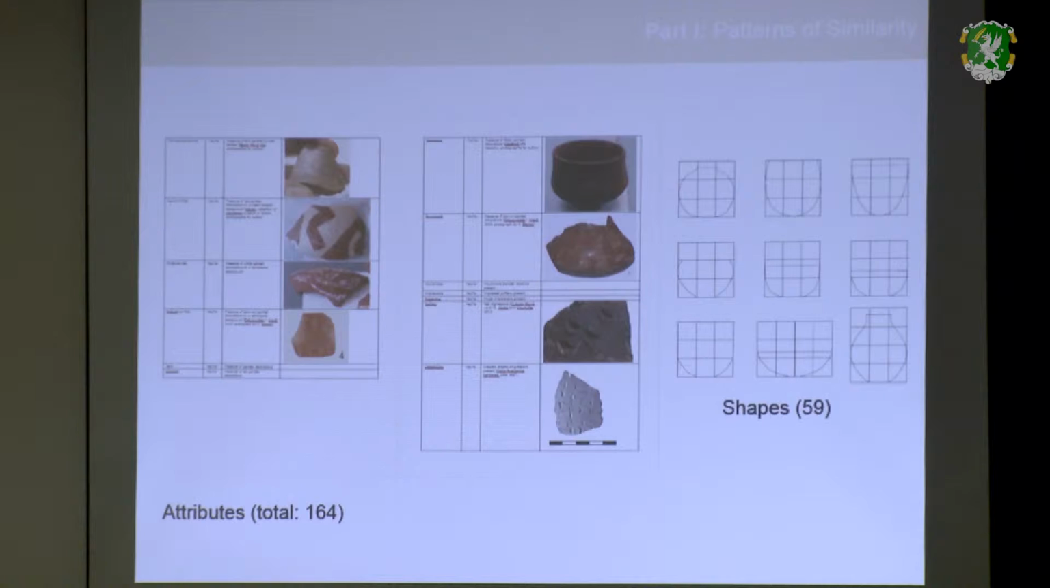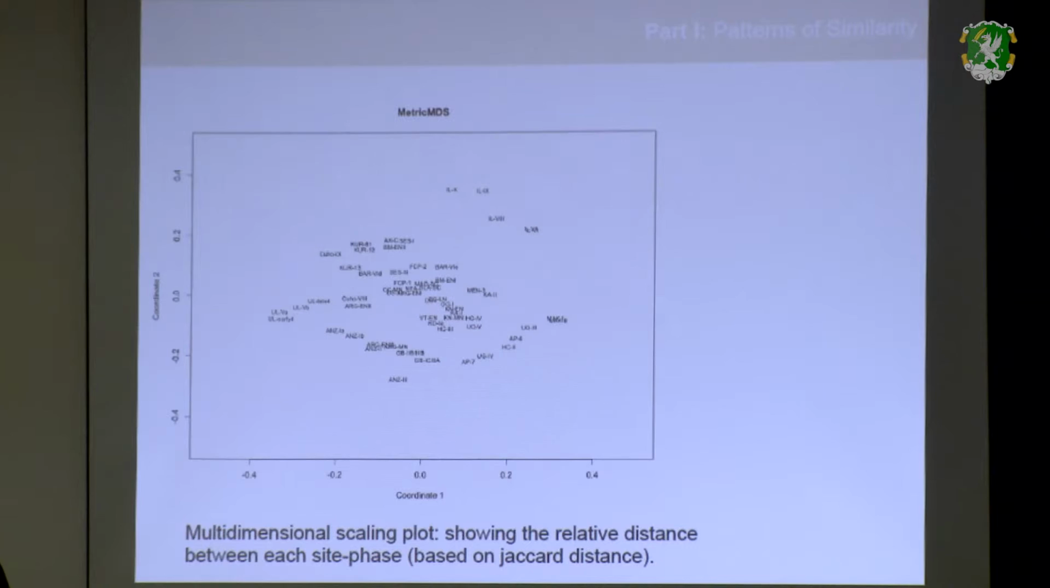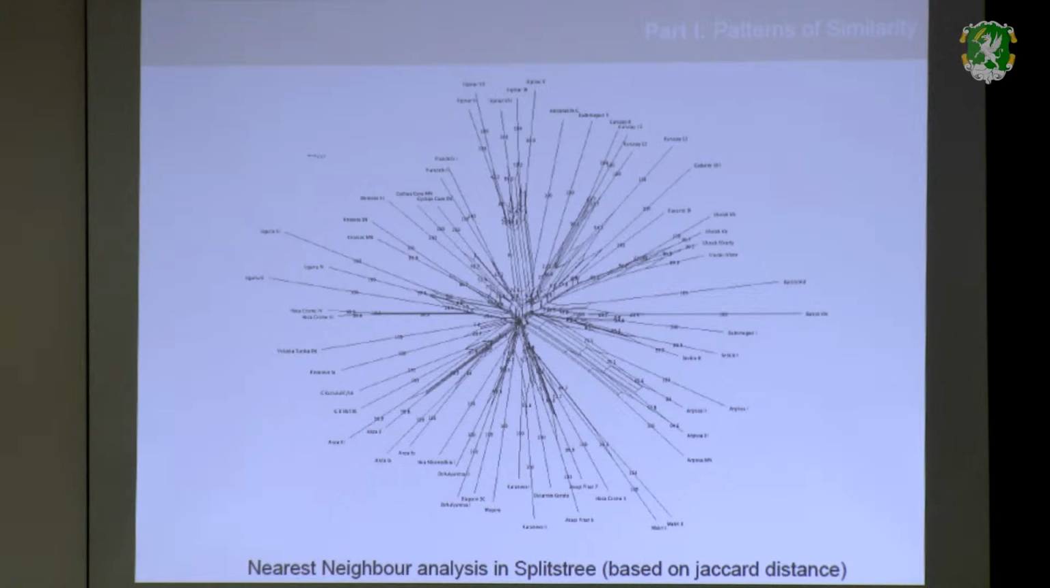And this resulted in a pairwise matrix of presences, which you can compare statistically. So the result of this is that you can show the relative cultural distance between each of these site phases. And this gives you information about how similar certain sites are to each other. So this is a multidimensional scaling plot of this, which I will not go into too deep.